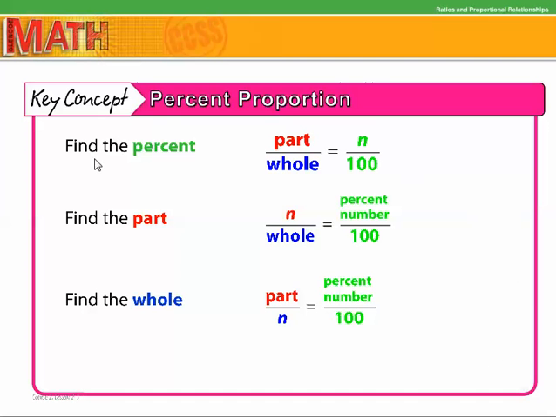So what we're going to look for is, in these problems, they're going to give you the part, the whole, and then you have to find the percent, or you have the percent and the whole and you have to find the part, or you have the part and the percent and you have to find the whole. The trick is knowing which one they're asking for so you can put that N in the correct spot.